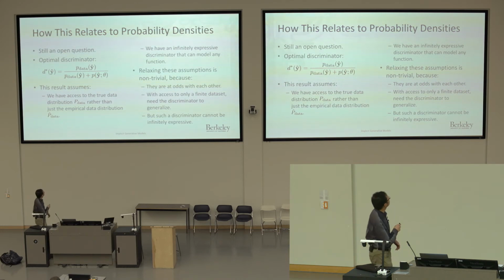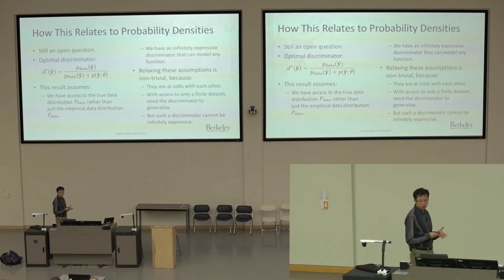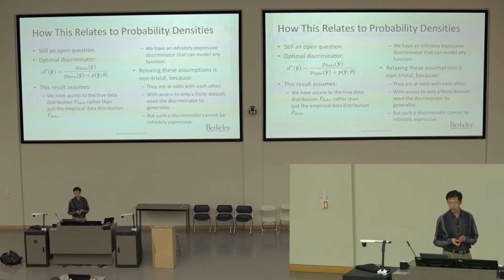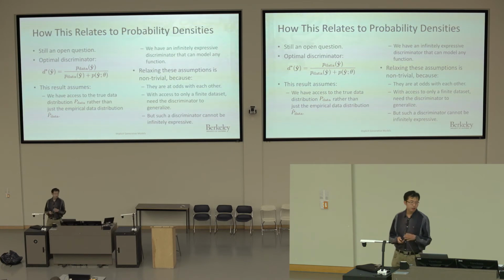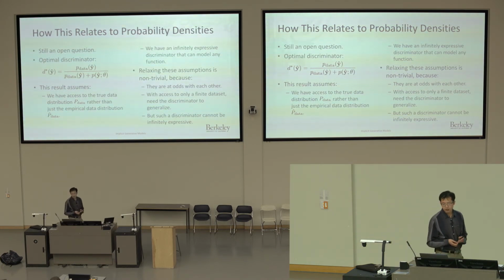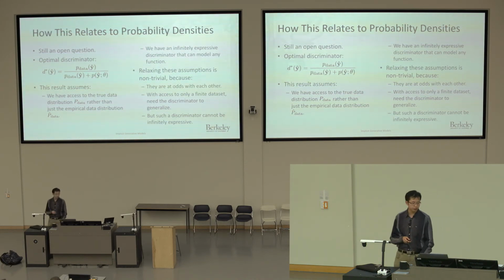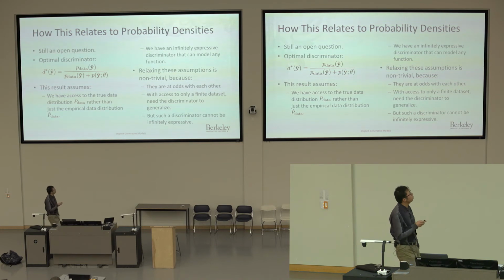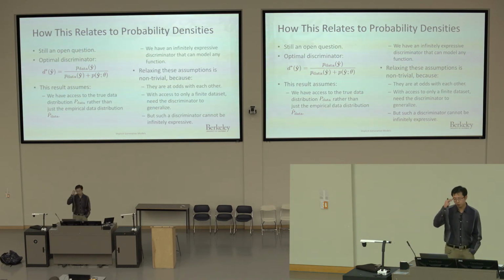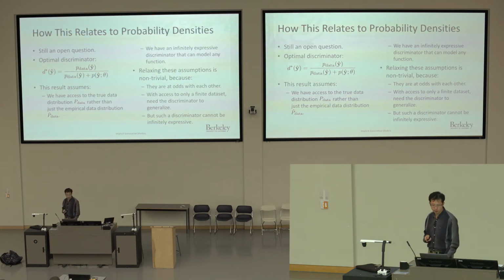These two assumptions are at odds with one another. If you only have access to a finite data set, then you need the discriminator to generalize to unseen data. For that to happen, you need to limit the capacity of your discriminator. But if you limit the capacity, then it cannot be infinitely expressive. This is a question that some recent papers have begun to look at, but it's still very much an open question.